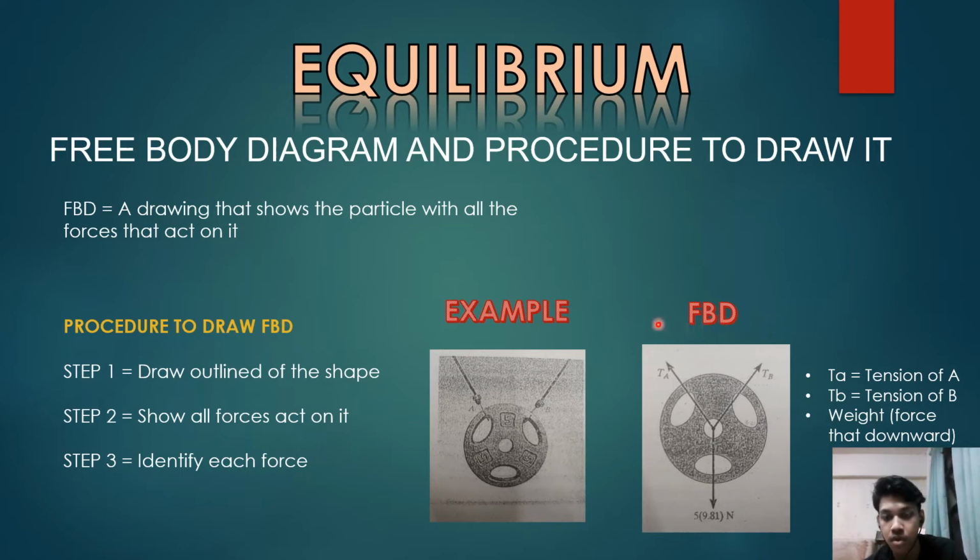And our free body diagram will look like this. We have one force on this side, one force on this side, and another force that is going downward. This force is called TA, which is the tension of A, and this force is called TB, which is the tension of B. The force that is going downward is the weight, due to gravity.